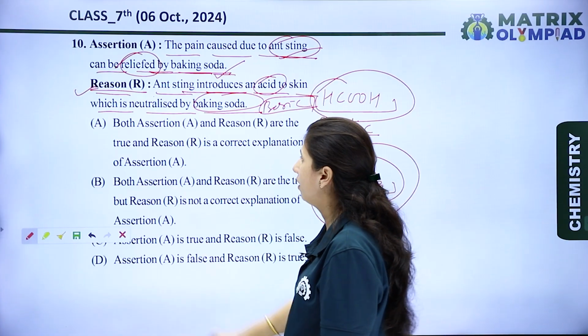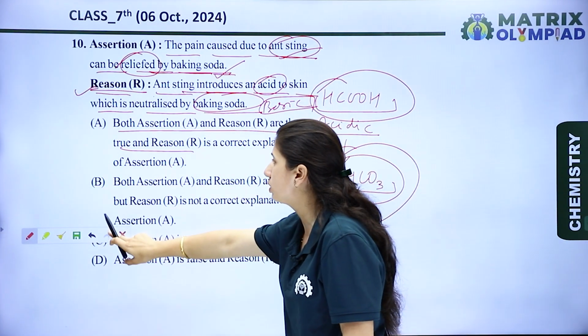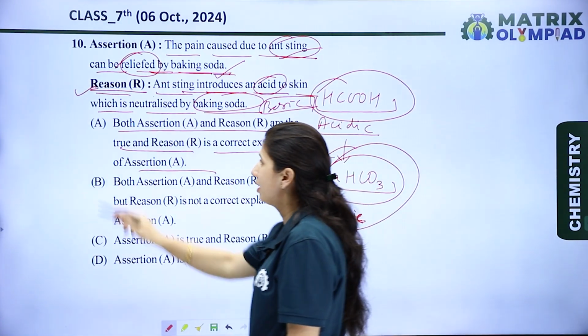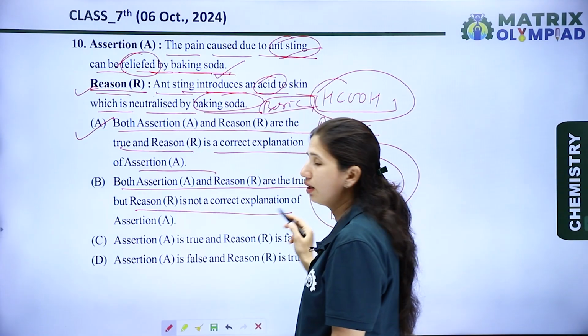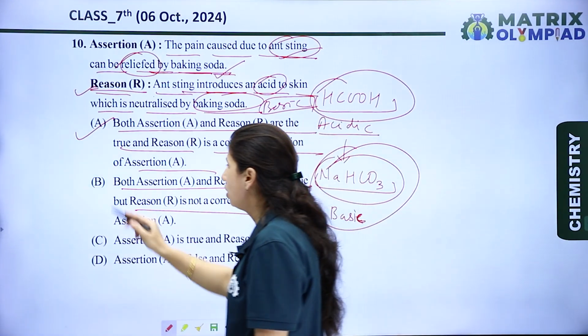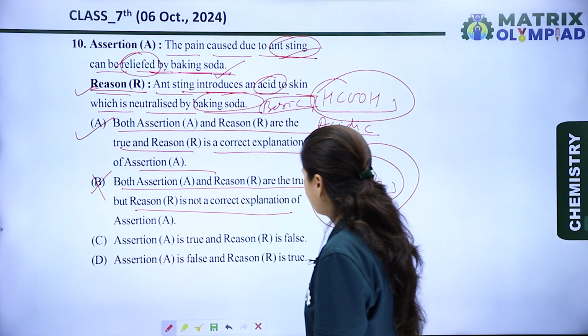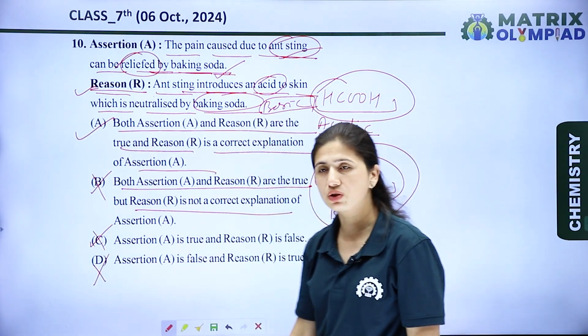So the options are: both assertion and reason are correct statements, or we can say true statements, and reason is a correct explanation of assertion. Yes, it is a right statement. Both assertion and reason are true, but reason is not a correct explanation. No, it is a correct explanation, so it is wrong. Assertion is true and reason is false. Assertion is false and reason is true. It means option A is the right option for this question.